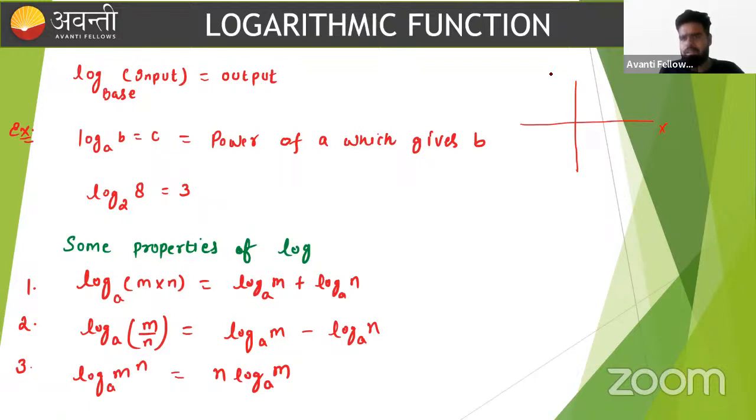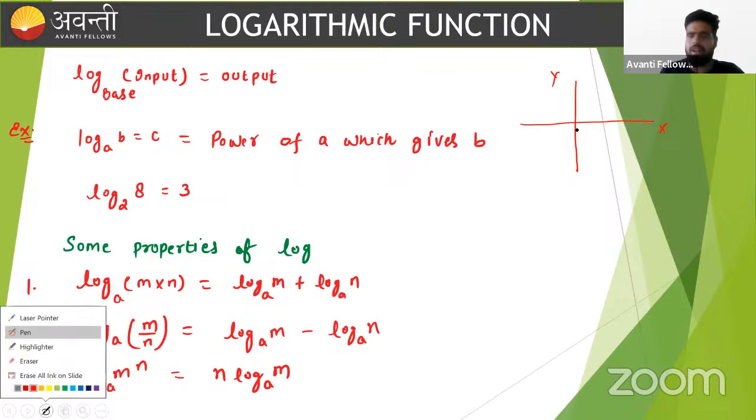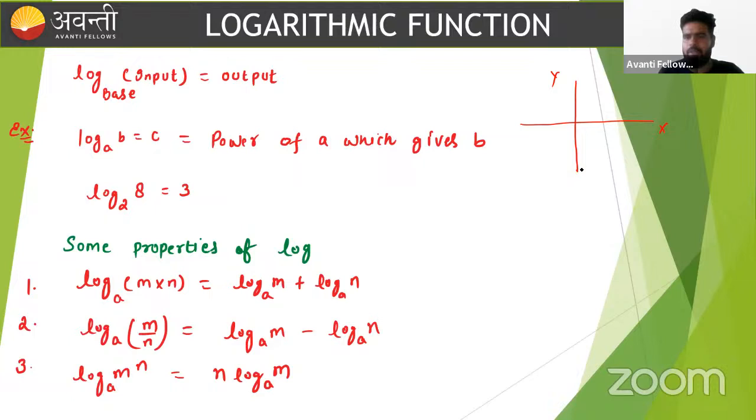See here. If we say this is our x-axis, this is our y-axis. What is the graph, beta? This is the graph of log x. What can we say here, beta? This portion of the graph is negative. This portion of the graph is negative. This portion of the graph is positive. So it has both negative and positive values.